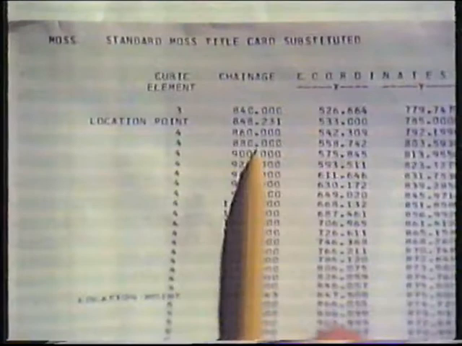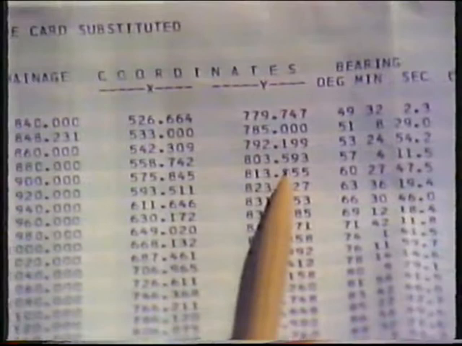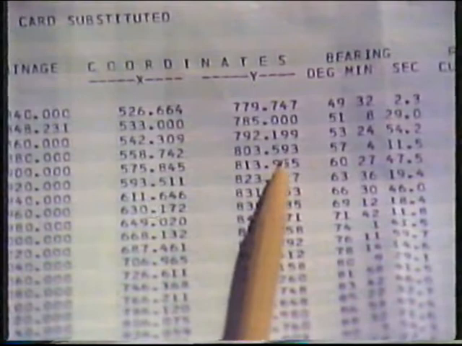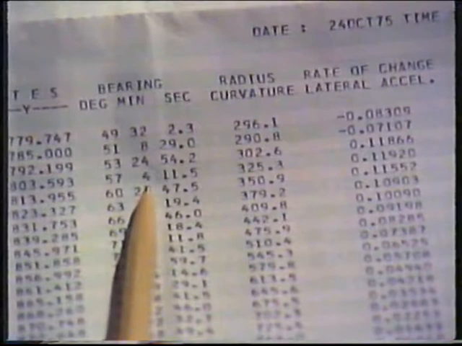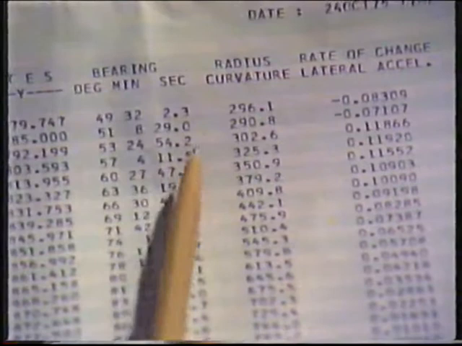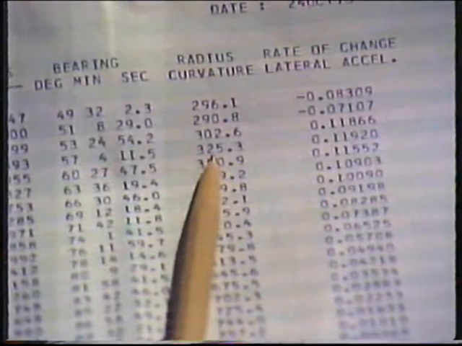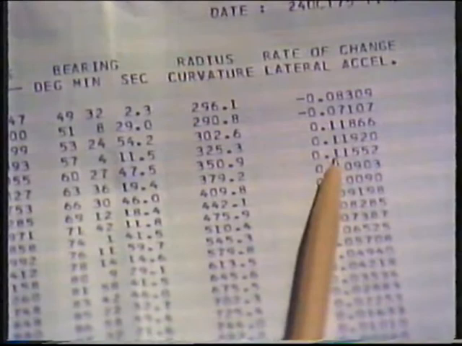At each of the change intervals or change points, he requires the easting and northing. And these points are used to locate the road when it is actually being constructed. The bearing, which is derived from the first derivative of the spline, is used in calculating further design lines, such as curb lines. The radius of curvature is used to detect the bendiness of the road, and this is derived from the second derivative. The third derivative of the spline gives us the rate of change of lateral acceleration.